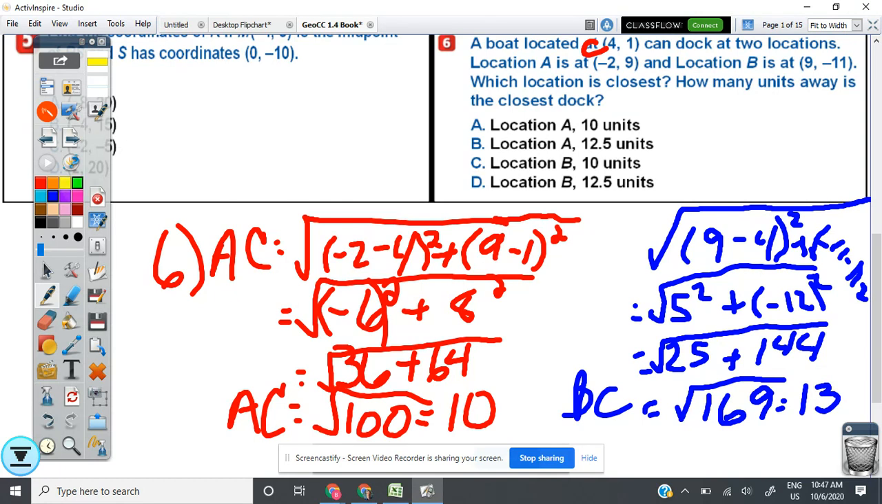Now you can analyze these ahead of time under the square root, and whatever one's bigger is going to be the bigger one. So since 169 is bigger than 100, these both work out perfectly, and you get 10 and 13 as the square roots. So it says which one is the closest. AC is closer, it's 10. So location A, 10.